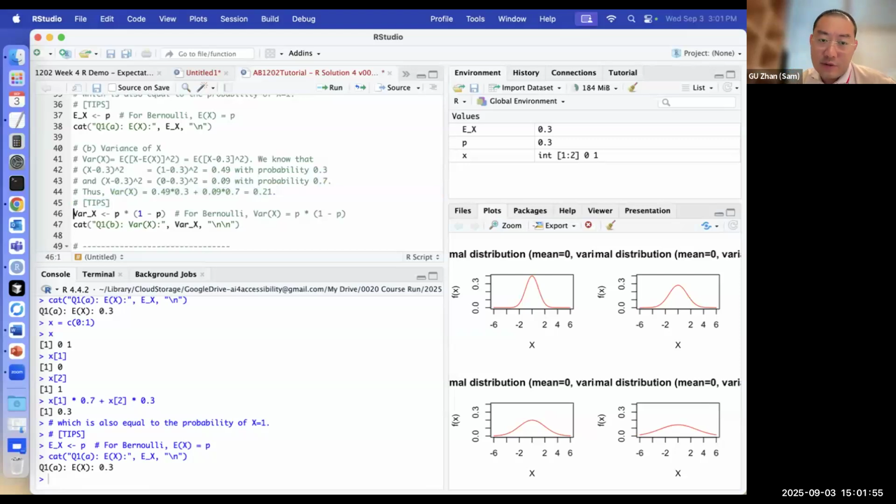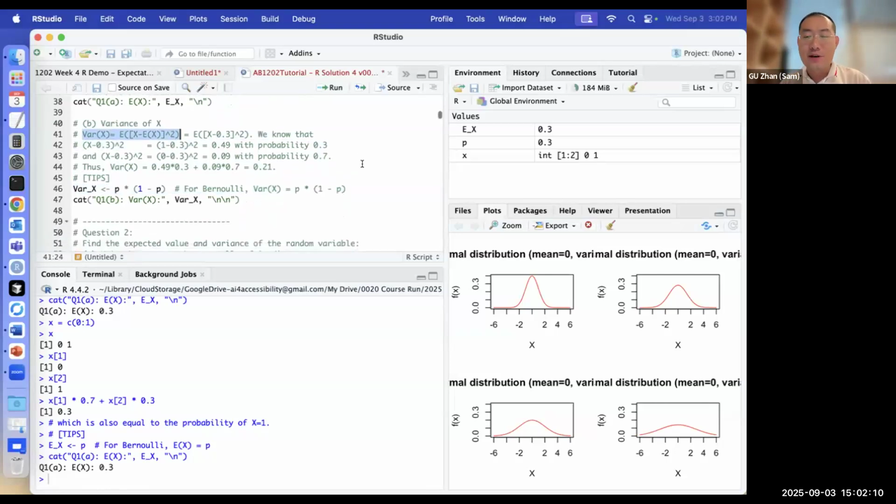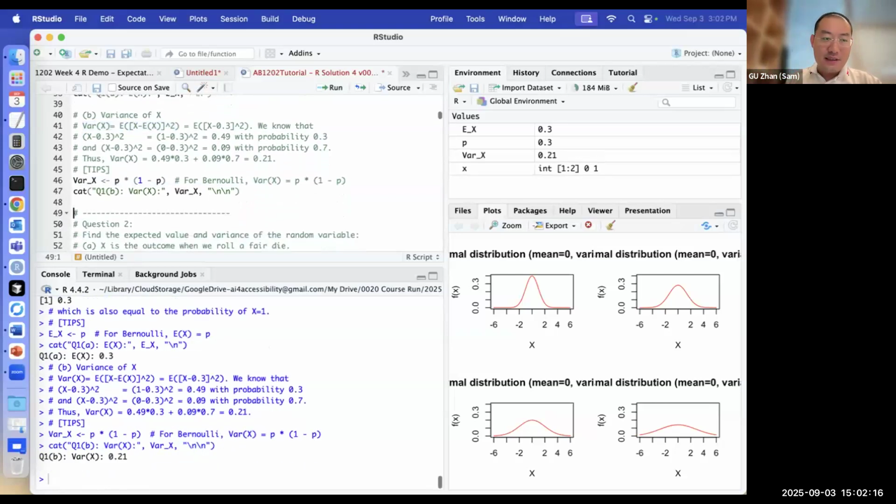So the variance 0.21 is actually P times 1 minus P. So that's another way to calculate the Bernoulli variance. But I recommend you just stick to the standard formula because R is actually quite good at calculating numbers. Okay, so this is B.